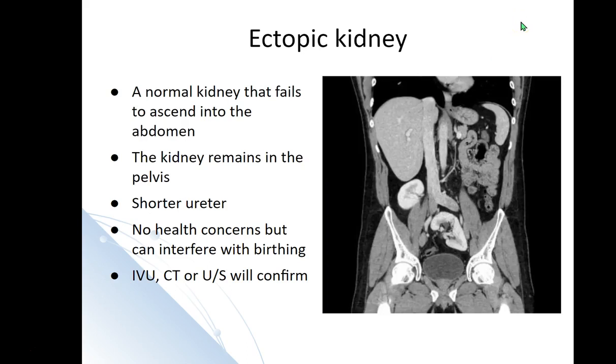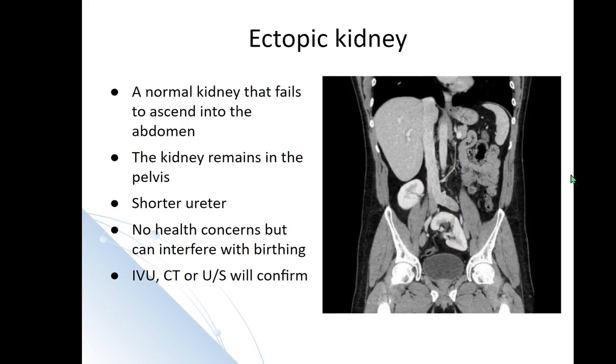The next is an ectopic kidney. An ectopic kidney is a normal kidney that fails to ascend into the abdomen, but rather remains in the pelvis. So if we look at this CT scan here, this is a coronal slice taken during an abdomen pelvis CT scan. And here is your right kidney, and then here is the left kidney. You can see it's down in the pelvis rather than in the abdomen.